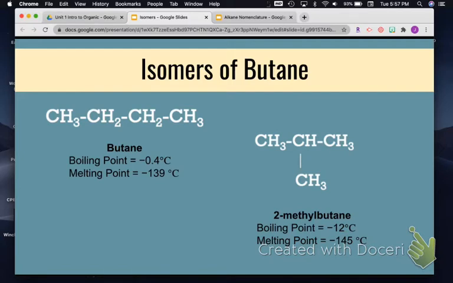Now, I would like you to take note of the boiling points and the melting points for both of these. You can see that the boiling points are different and the melting points are different. They don't differ by a whole lot, but they do differ. So isomers do have different physical properties, and they also do have different chemical properties. Also, the names will be different. When we write isomers of these long carbon chains, the names of all the isomers should be different. So one way to check that you don't have the same isomer written or drawn is by naming them.